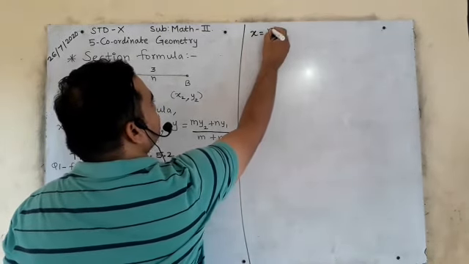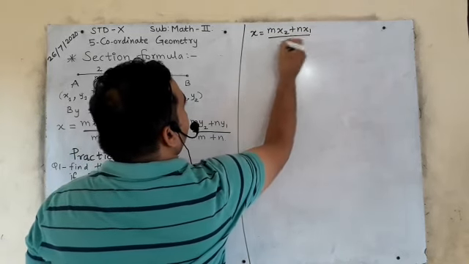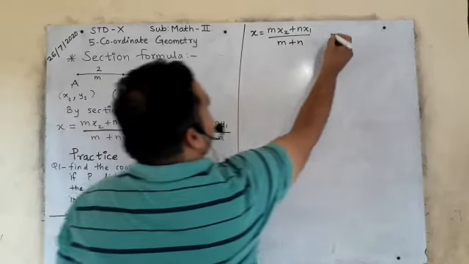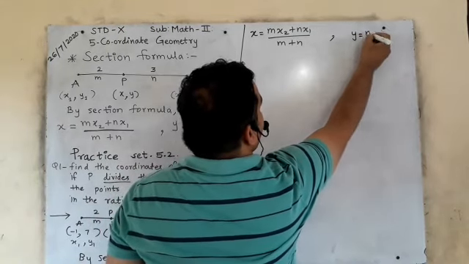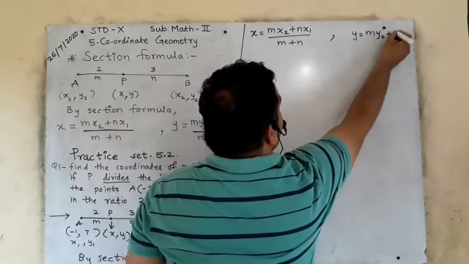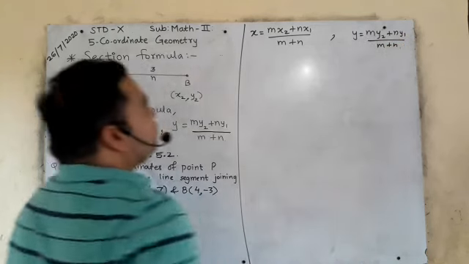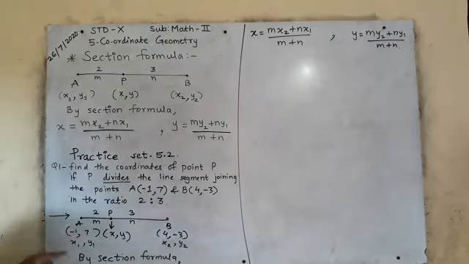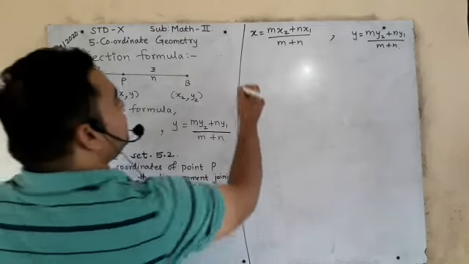x is equal to mx2 plus nx1 upon m plus n. After little distance you should write y is equal to same. x के place पर y लिखना है. That is my2 plus ny1 upon m plus n. Now you should know the values. A के coordinates x1 y1 होंगे, B के coordinates x2 y2 होंगे और P के coordinates जो हमको find करना है वो होंगे x and y. Is it clear? So now we will put the values.